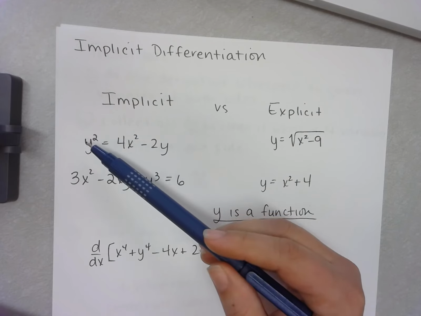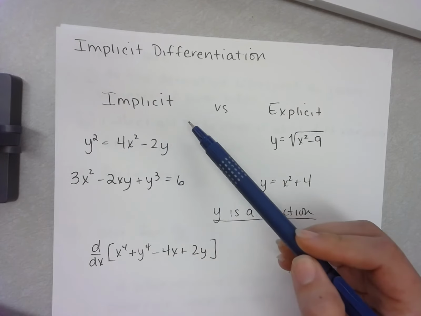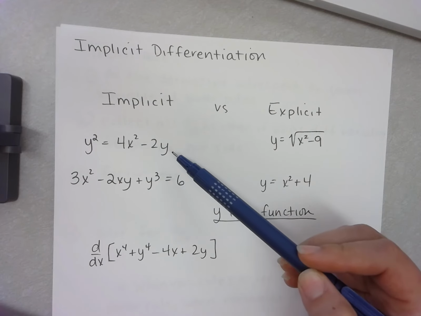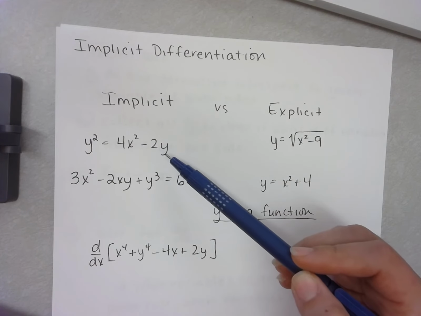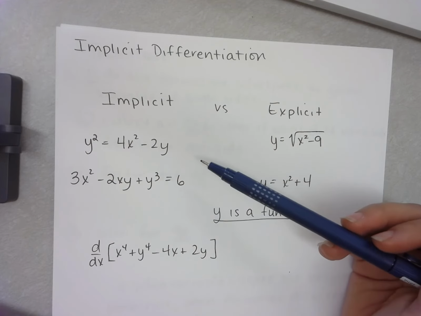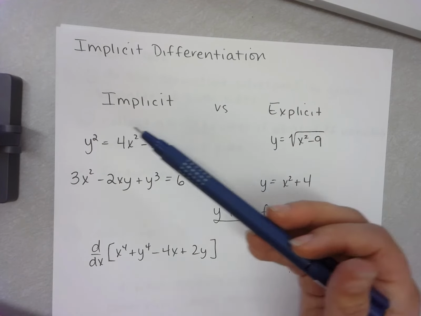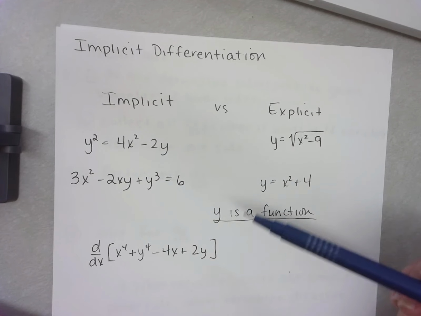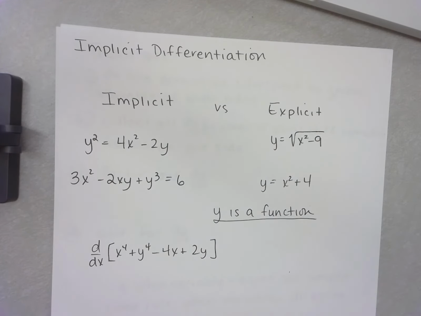So I have y squared here, and I might be tempted to think, oh, I can just take the square root, but I have this additional y here, and that makes it more complicated to solve for y. In some of these, I wouldn't be able to do that, okay? But we can still find the derivative of things like this, so we can use implicit differentiation.